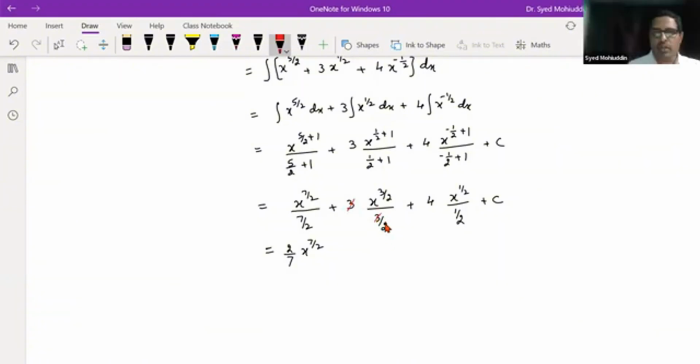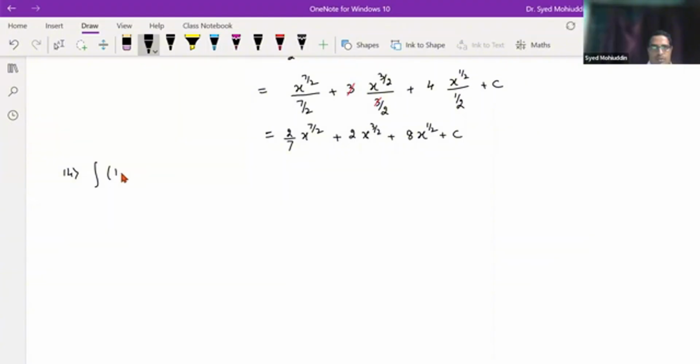And here you're left with 1 by 2. So this 1 by 2, when you take it in the numerator, becomes 2. So 2 by 1, or 2, x power of 3 by 2. And here 1 by 2, if we take it in the numerator, becomes 2 by 2 times 4, which would become 8. 8 x power of half plus the constant c. Are you getting this solution? Same solution? Fine. Any questions, any doubts in this one?